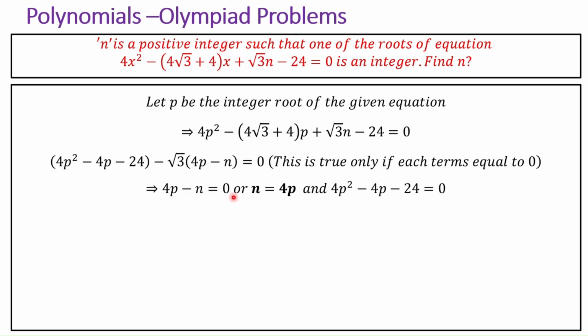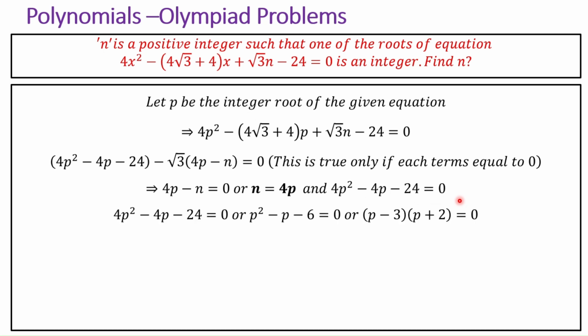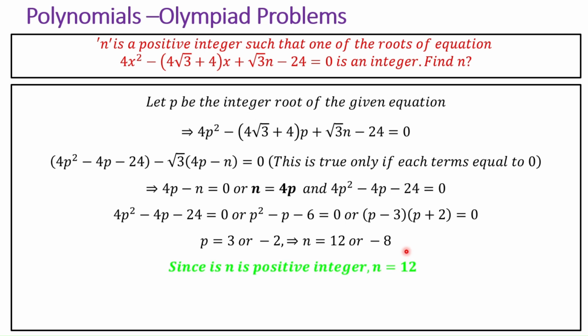So 4p minus n equal to 0, or n is equal to 4p. And the second part, 4p square minus 4p minus 24, also should be 0. Now you have a quadratic equation here, which if you factorize and solve, p should be 3 or minus 2. And n is equal to 4p. If you substitute the p value here, you get two values for n, that is n is equal to 12 or minus 8. But it is given that n is a positive integer, so obviously the answer is n is equal to 12.